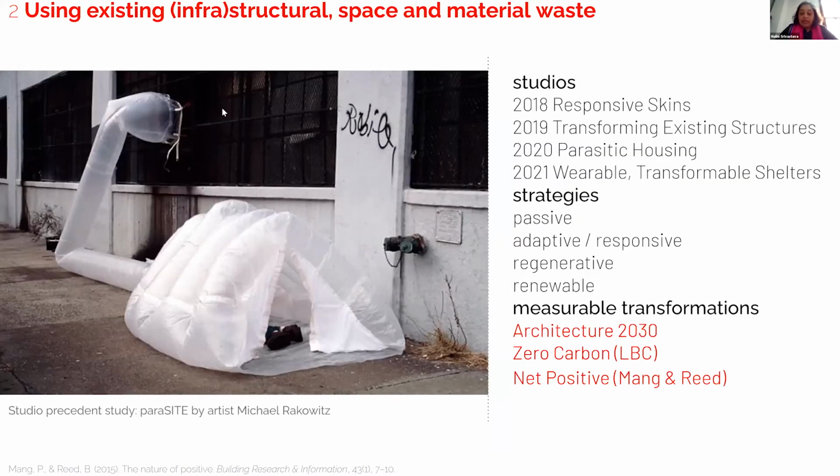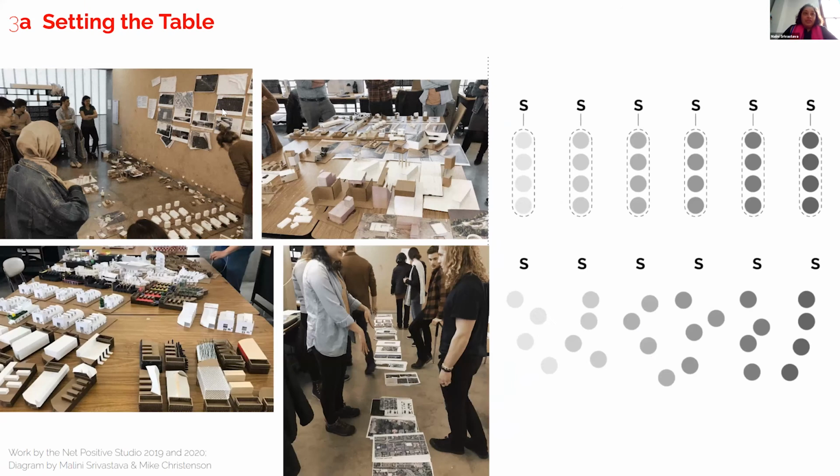This concept has been tested in 4 design studios in cold climate zones, North Dakota and Minnesota in the US. The students are charged with utilizing existing infrastructural, structural, space, and material waste in the city. And they learn and test passive, responsive, regenerative, renewable strategies to achieve measurable transformations such as Architecture 2030 and zero carbon goals.